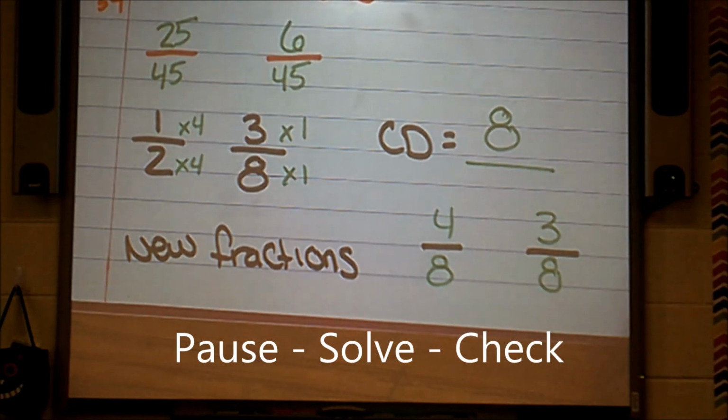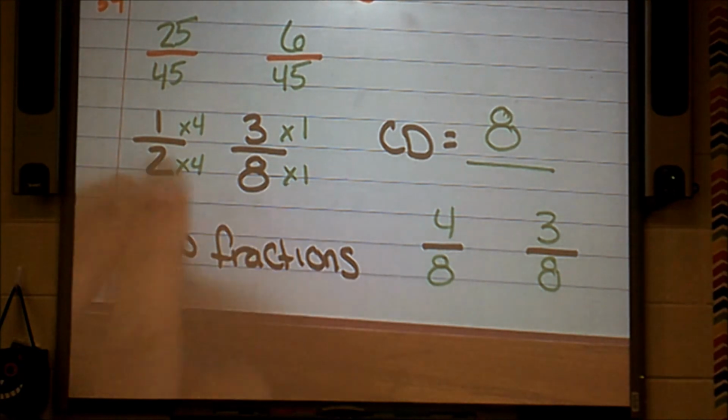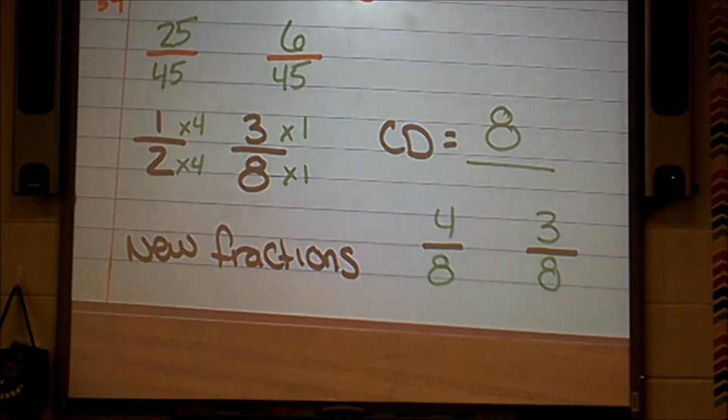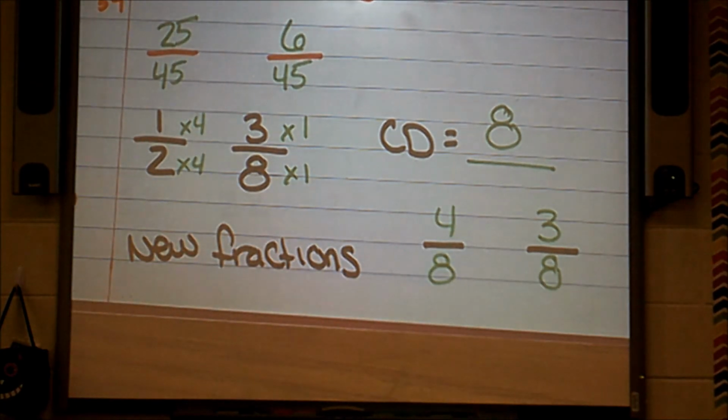Here's the answer I got. I found that a common denominator between those two is 8. And then if I multiply my first fraction, top and bottom, by 4, I got an equivalent fraction of 4/8. I also found that if I multiplied top and bottom of my second fraction by 1, it also gave me an equivalent fraction that had a common denominator of 8.